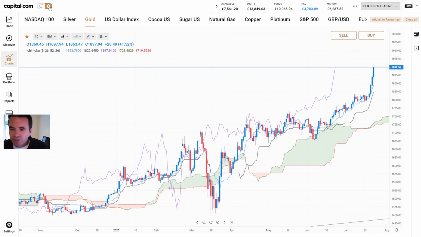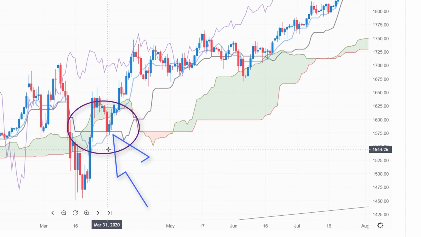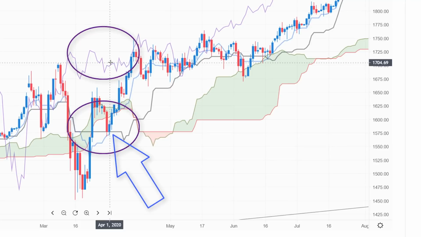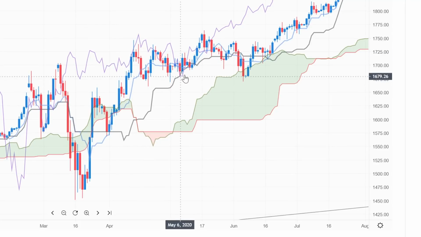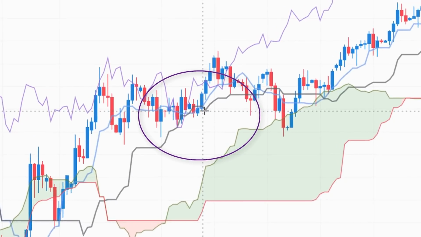Some of the simplest signals is a crossover, for example, if we're looking at that baseline and the conversion line. Again, we're on the gold chart here. We have a crossover down here, end of March, a positive crossover. And of course, that lagging span line was above, suggesting it was a more valid signal. Then we have a crossover just in here, we can see.